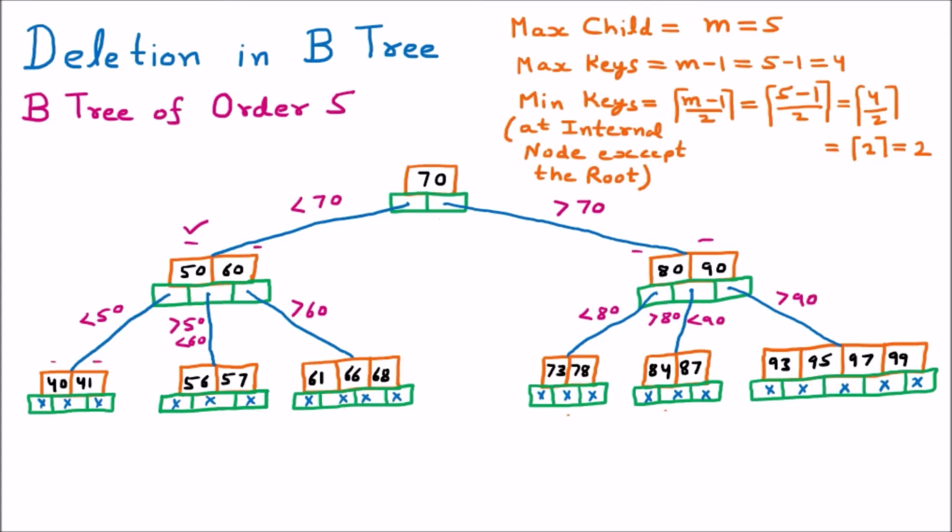So 40 and 41 in ascending order, 56, 57 ascending order, 61, 66, 68 in ascending order, 73, 78, then 84, 87, 93, 95, 97, 99. So all the keys of every node should be in ascending order. That is the property of M-way search tree. So B tree also has this property because B tree is an extension of M-way search tree.